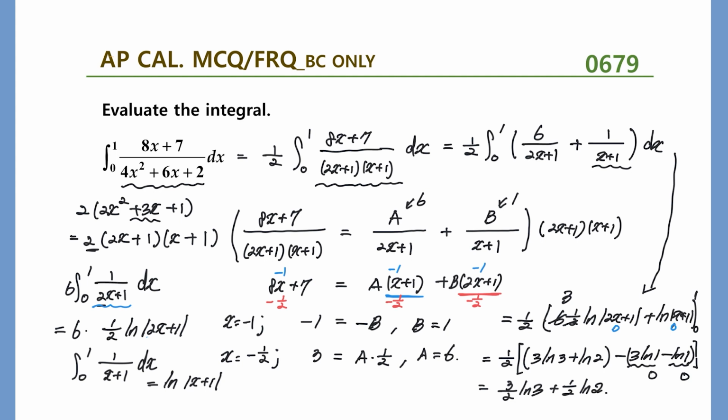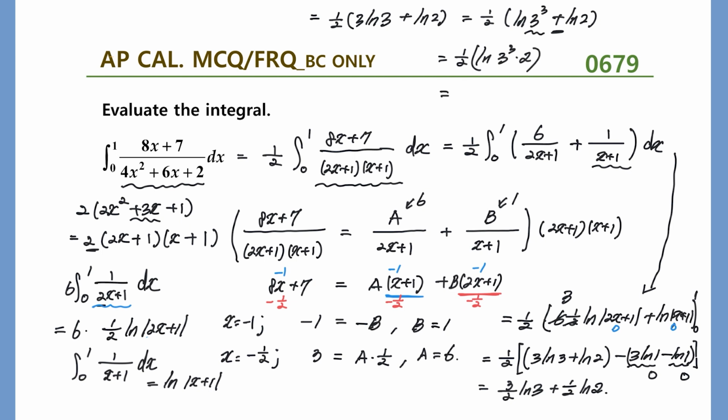All right? Or we can actually simplify further. I'm going to write right up here. That's 1/2 times 3 times the natural log of 3, plus natural log of 2. So that is equal to, using the log property, 3 to the power of 3, that's 27, right? So 1/2 natural log. If we have two logs with a plus, then that's going to be multiplication, right? So 27 times 2, that's natural log of 54. Okay?